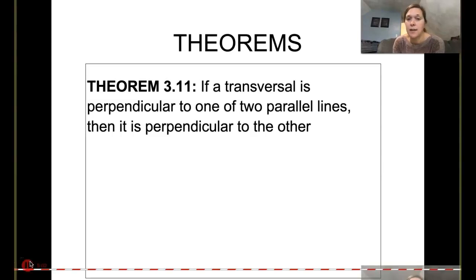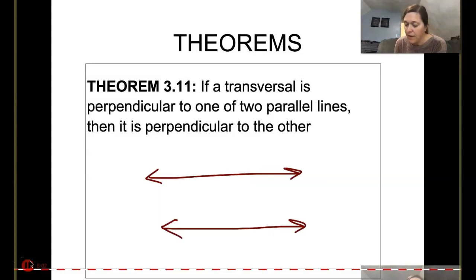Okay, so let's go ahead and make a diagram of this. So here I have my two lines. If I have a transversal that's perpendicular to one of my parallel lines, remember we put little triangles on the lines like this to show that they're parallel to each other. So if it's perpendicular to the other one and it continues to go through the second parallel line, what this theorem is telling me is that it's also going to be perpendicular to the second one.